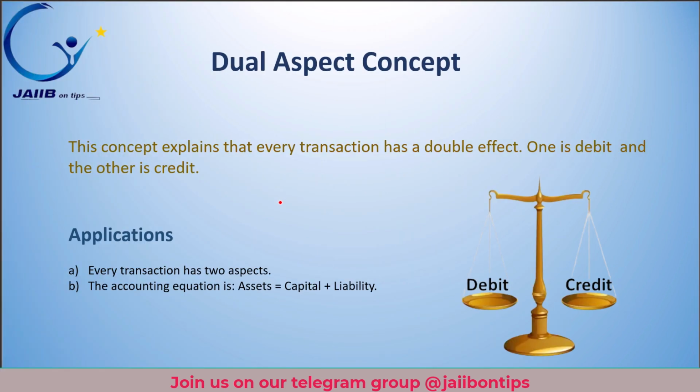Next one is the dual aspect concept. It says that every transaction has a double effect. One is debit and the other is credit. It is a rule in accounting that says every action you take with money has two sides. It's like a seesaw. When you do something with money, it affects two things at the same time.